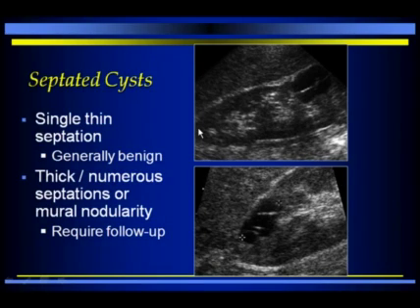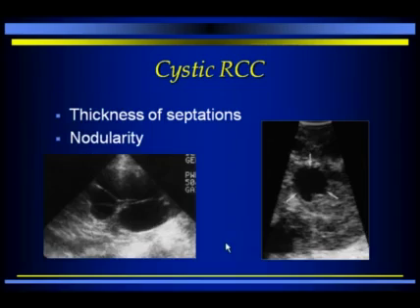Now, what about these cysts that aren't quite simple? So here's a long view of a kidney, and here's a cyst with a single thin septation. So a single thin septation is probably nothing to worry about. However, as you have multiple septations, or as the septations start to become thicker, these cysts should be followed, because then we're starting to get a little worried, could these be early cystic neoplasms? And in fact, here's a patient with a relatively thick septation, a couple thin septations. Here's another patient with a cystic lesion and some nodularity, and these are both cystic renal cell carcinomas.